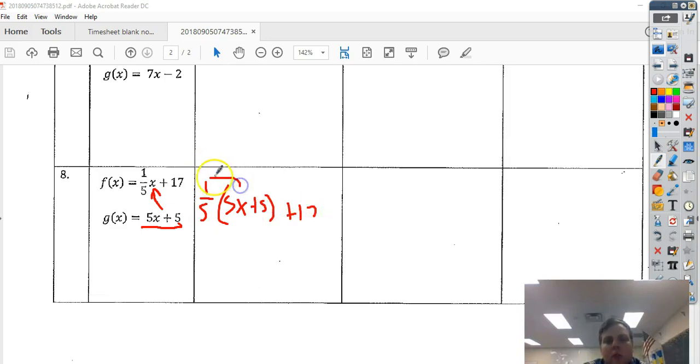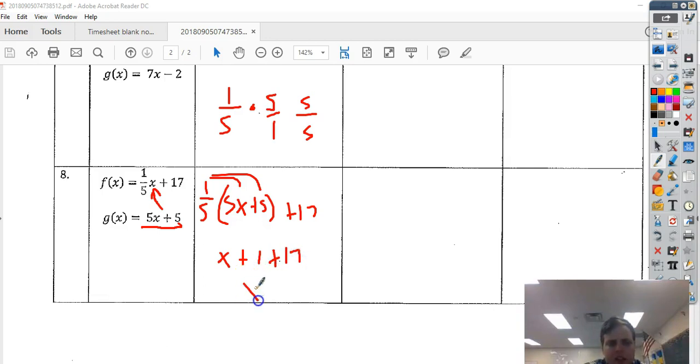I distribute the 1/5. 1/5 times 5. Look up here to see 1/5 times 5. Well, how do I multiply fractions? Well, I make 5 over 1, right? So 1/5 times 5x. I'm just doing the 5 part right now. And since I'm multiplying top to top, bottom to bottom, I get 5 over 5, which is really just 1. So then I get 1x plus, okay, 1/5 times 5 is 1, plus 17. So I get x plus 18.